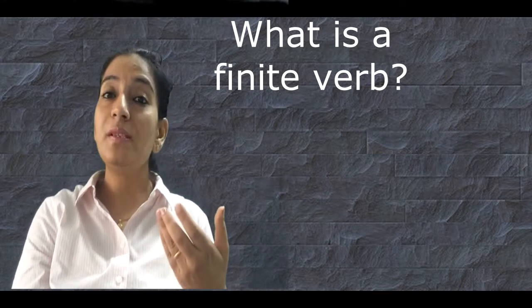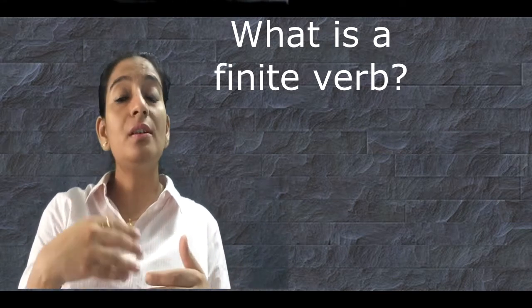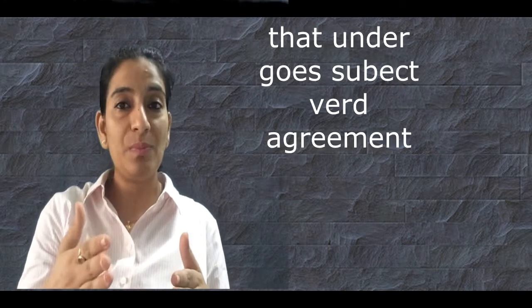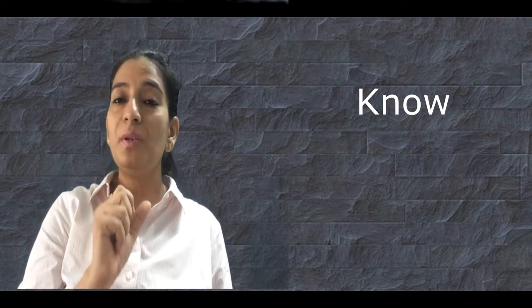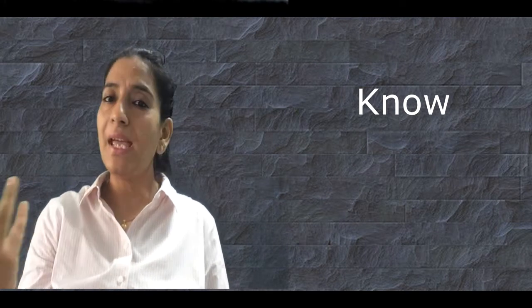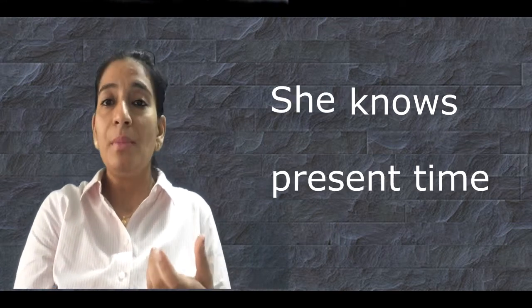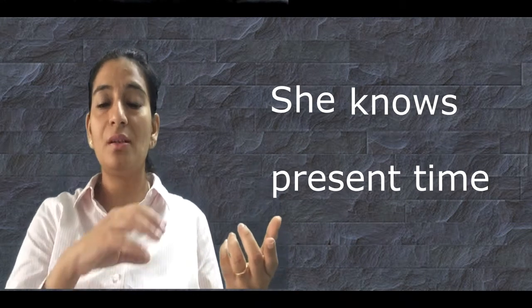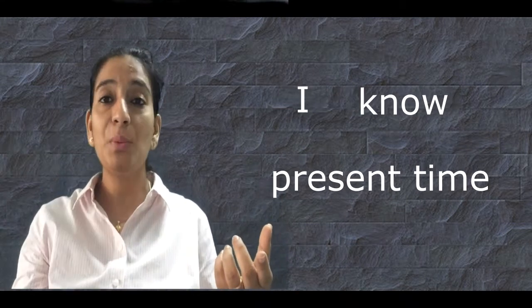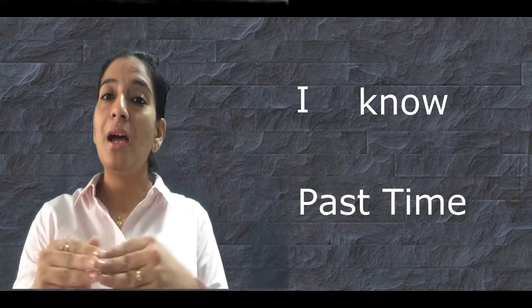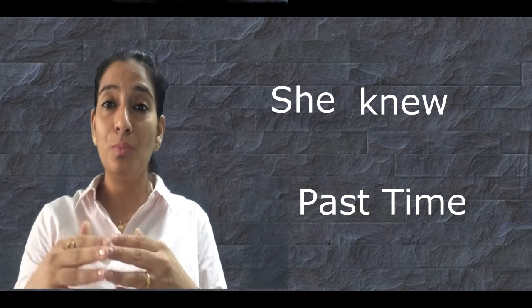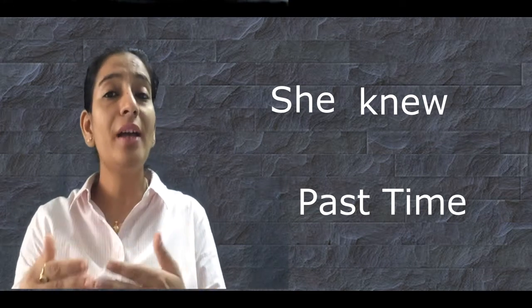A finite verb is a verb that changes or agrees with the subject and the time aspect of a sentence. For example, if you take the verb know, or you can take any other verb. I'm taking an example of the verb know. If I choose the subject she, in the present time, I will say she knows, and if I turn my subject from she to I, I will say I know for the present time. Now, if I want to talk about the past time, I would turn my know to knew, to make it clear, right? So she knew, and this is possible only with the finite verb, right?